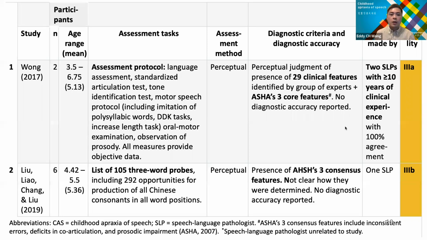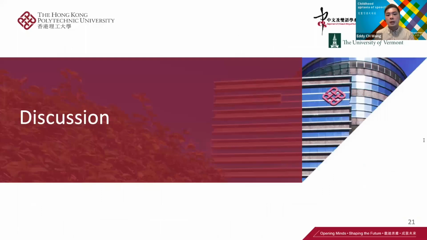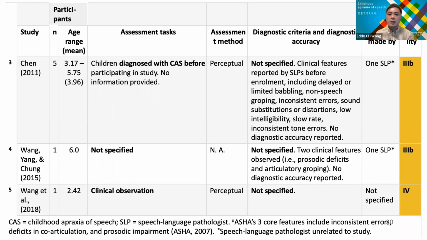The third study was done by Chen 2011. It was a master thesis. There were 5 Mandarin-speaking children with CAS. It is important to note that these children were diagnosed with CAS before enrolling in the study. There is no information about the SLP's diagnosis of CAS in these children.